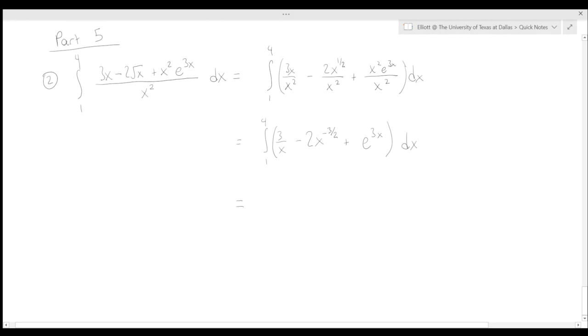And then from here, we can now integrate each term. So the integral of 3 over x will be 3 natural log absolute value of x. And then integrating this, you'll use the power rule. So for integration, you're going to add 1 to the exponent. So it'll be x to the negative 1/2. Then you divide by the new exponent. So again, divide by negative 1/2. Okay. And then for the integral of e to the 3x, that'll be 1/3 e to the 3x.